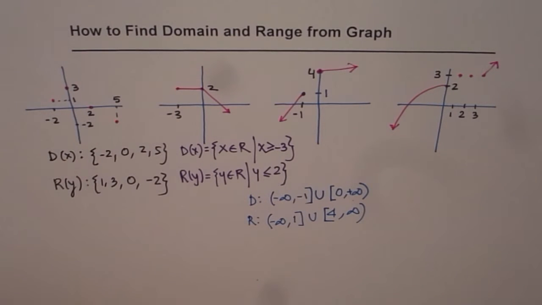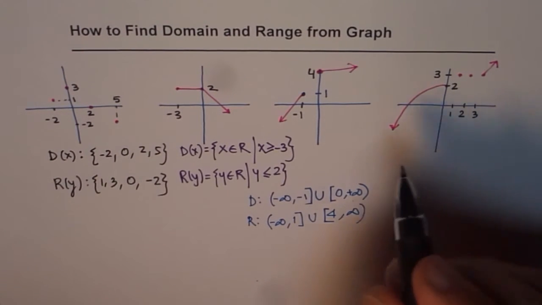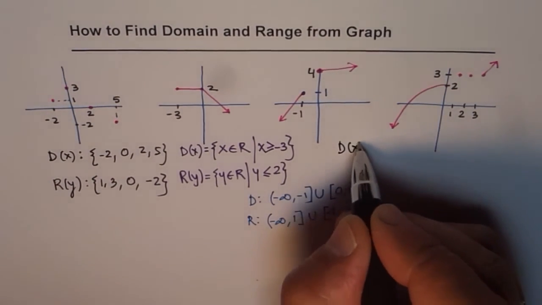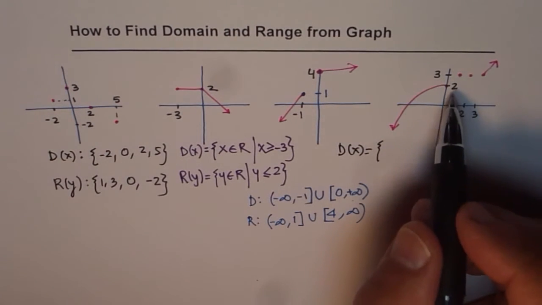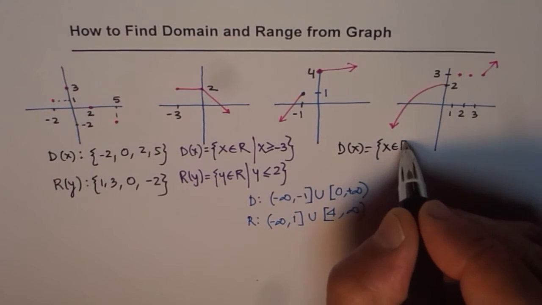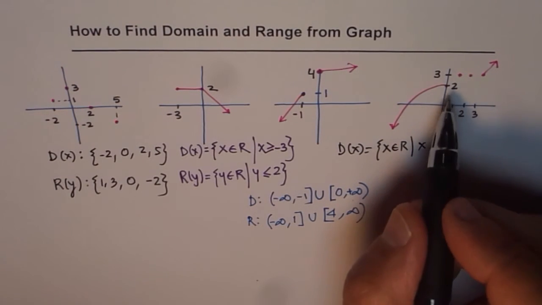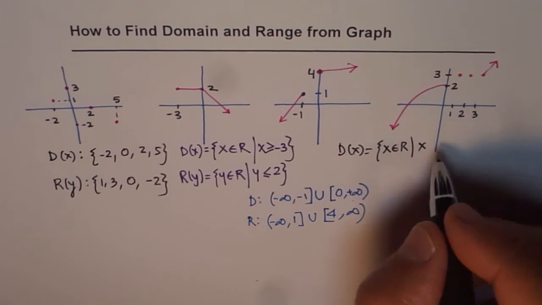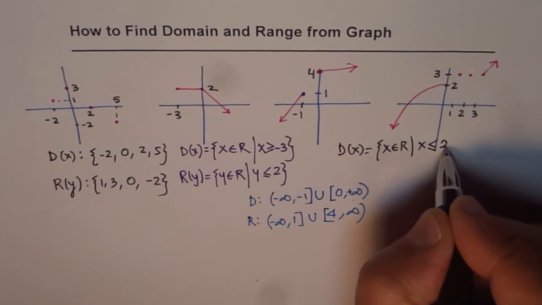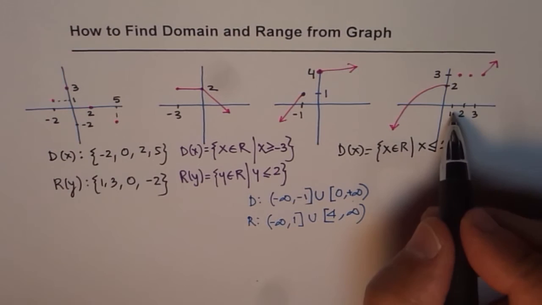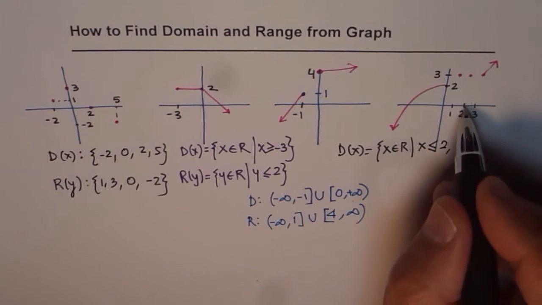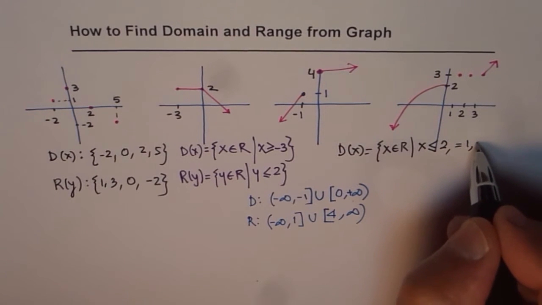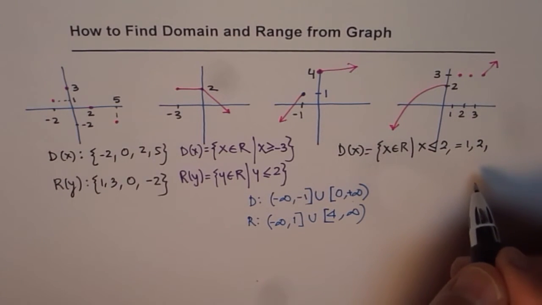Okay. Now let me do the last one. Now here, what is the domain? So the domain of this function, we can say x belongs to real numbers so that x is on the left side of 0, right? So less than or equal to 2, and what? And x is also equal to 1, since we have this point, also this point, equal to 1, also equal to 2, right?